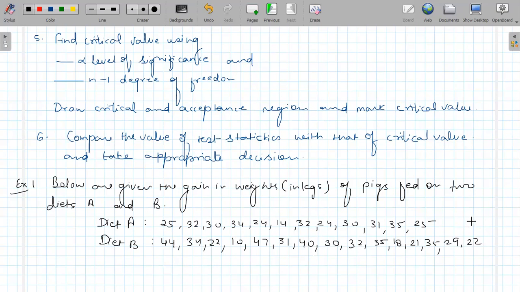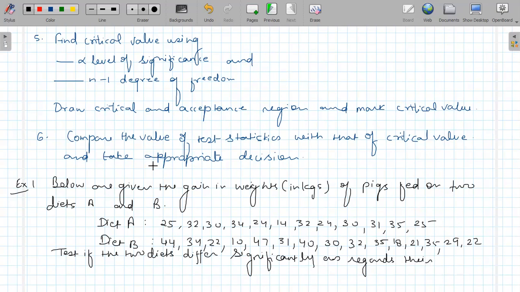So I think here the sample size is not equal. So this is not the case of pair t-test, but here you can apply simple t-test and I complete the question. You can solve this question by applying t test. So test if the two diets differ significantly as regards their effect on increase in weight.